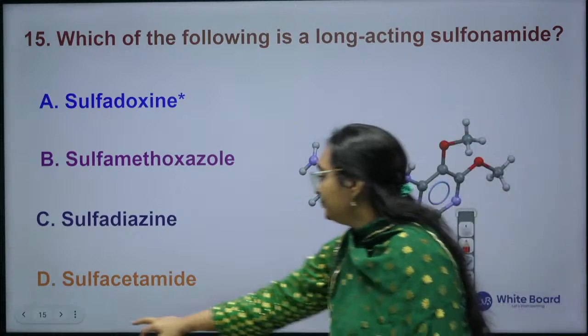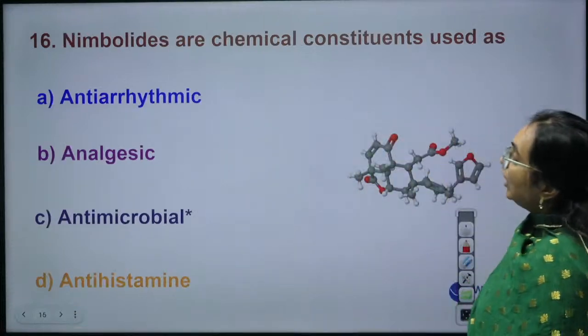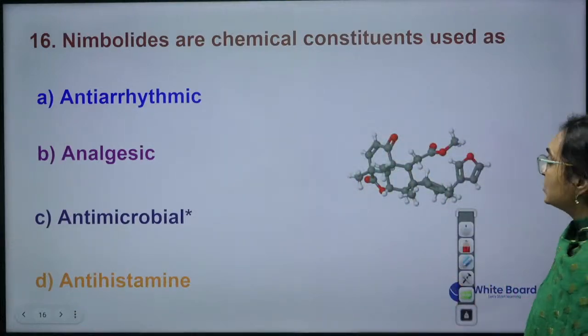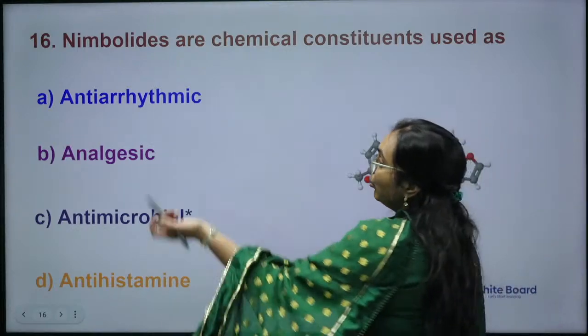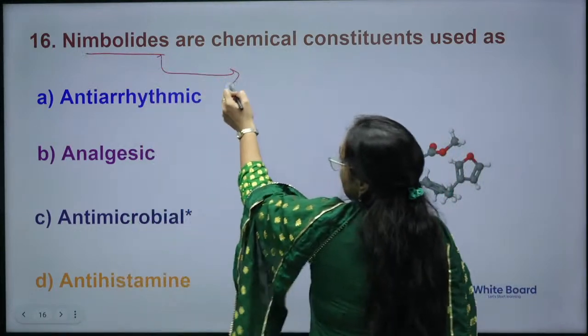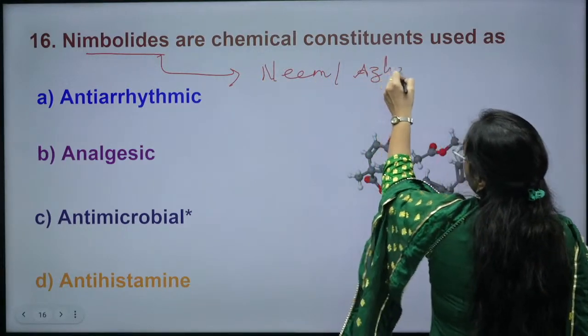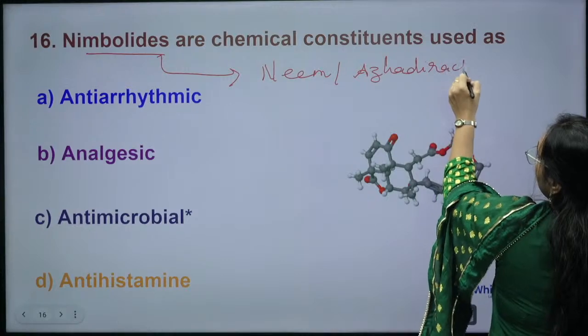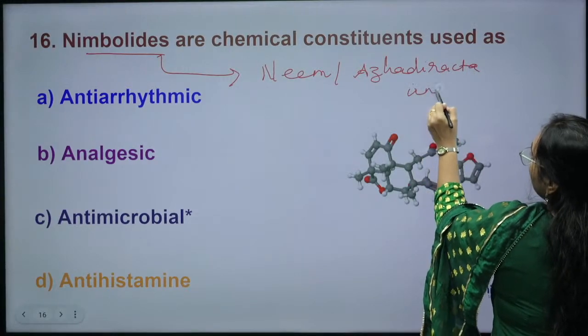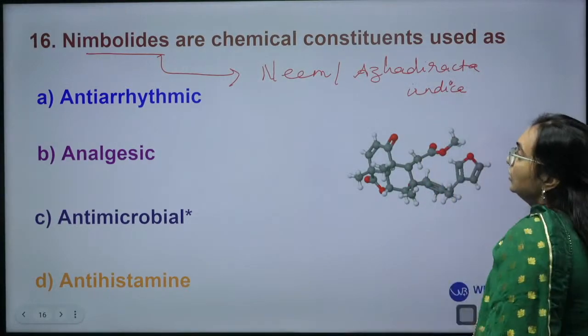Next question. Nimbolides are chemical constituents used as. What are nimbolides? Nimbolides are the chemical constituents seen in neem, Azadirachta indica.